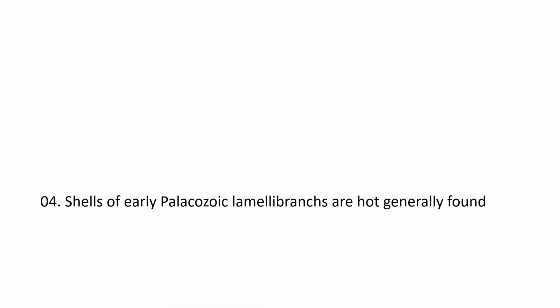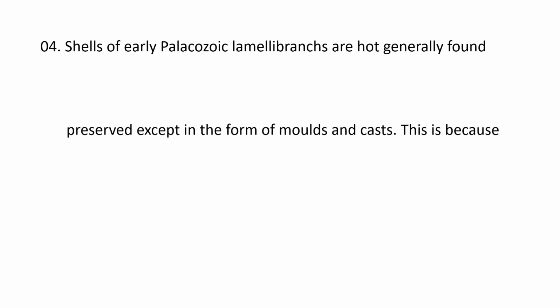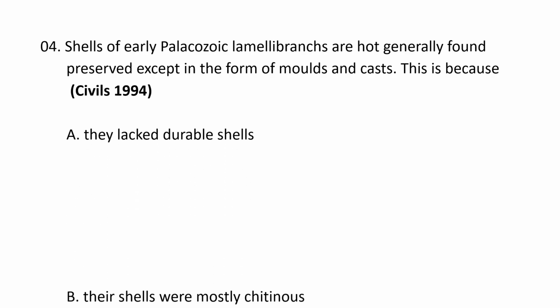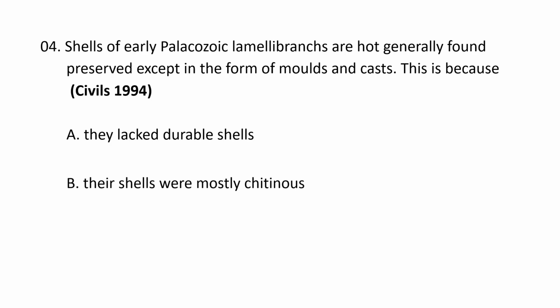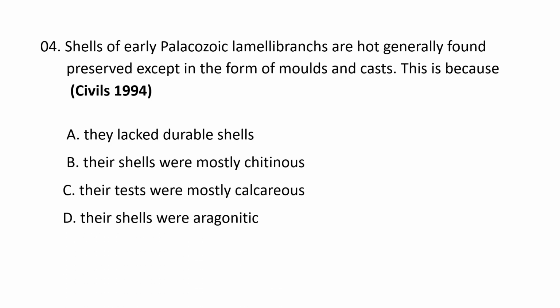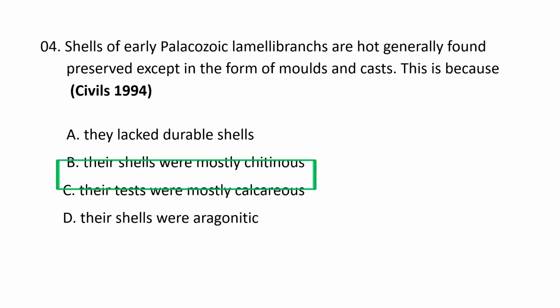Next question. Shells of early Paleozoic lamellibranchs are generally not found preserved except in the form of molds and casts. This is because A. They lacked durable shells. B. Their shells were mostly chitinous. C. Their tests were mostly calcareous. And D. Their shells were aragonitic. The correct option goes as B.